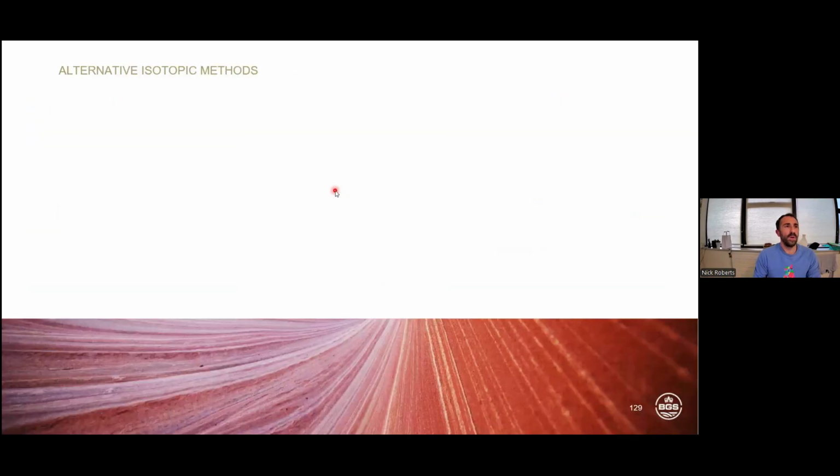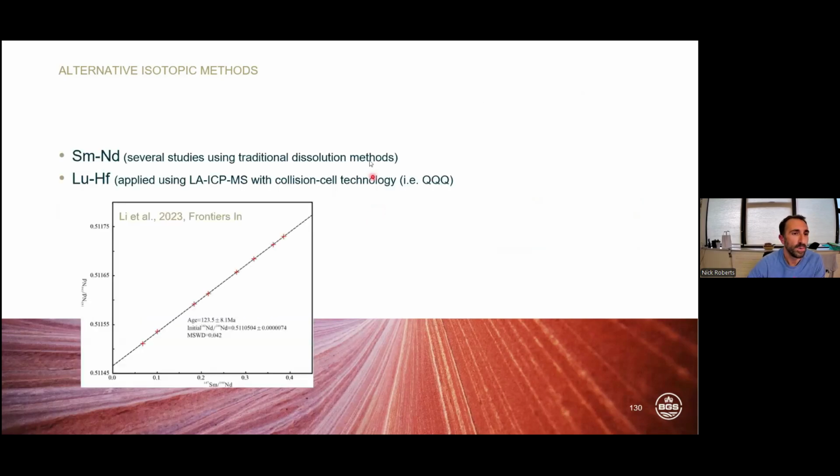Finally, I want to mention alternative isotopic methods. We're talking about uranium-lead principally, but it's not the sole isotopic system available in carbonates. In the literature there are quite a few papers using neodymium. As far as I'm aware, all of them use the traditional dissolution methods, dissolving different fragments or aliquots of carbonate and doing isotope dilution on them. Here's a recent example, and you can see quite a nice isochron.